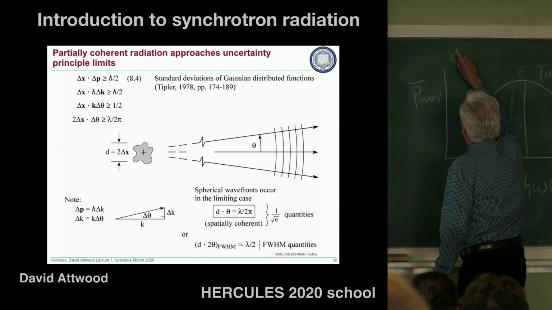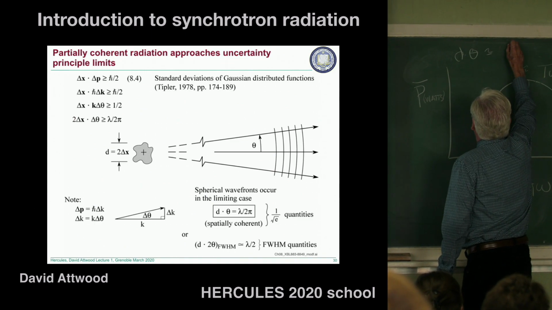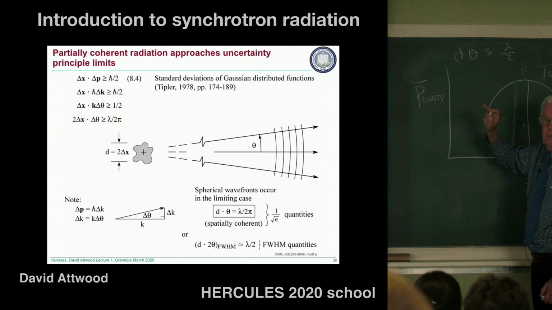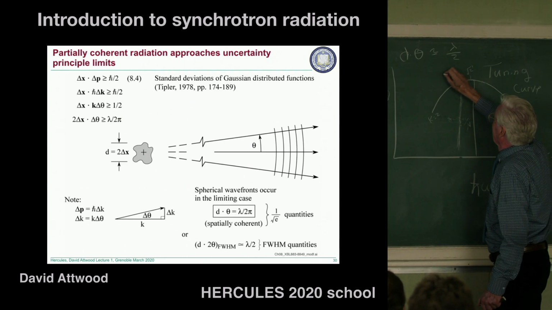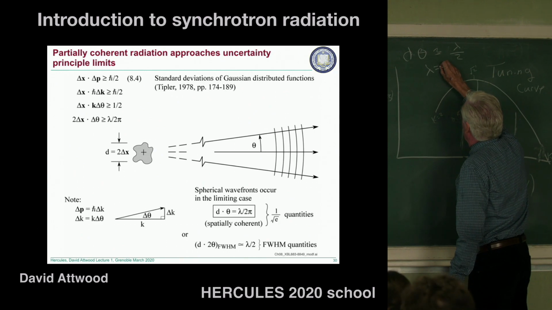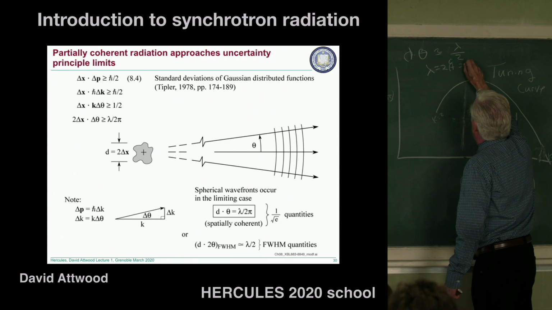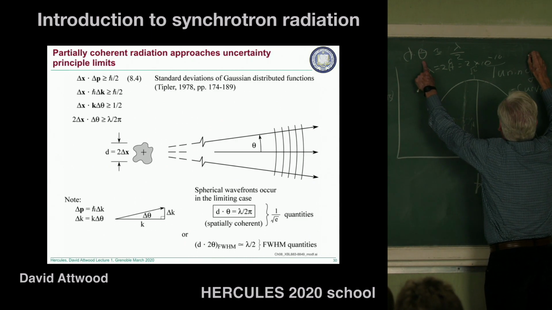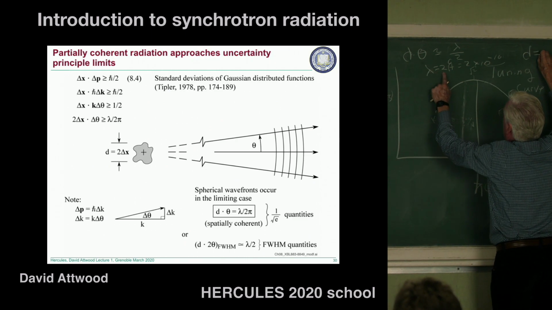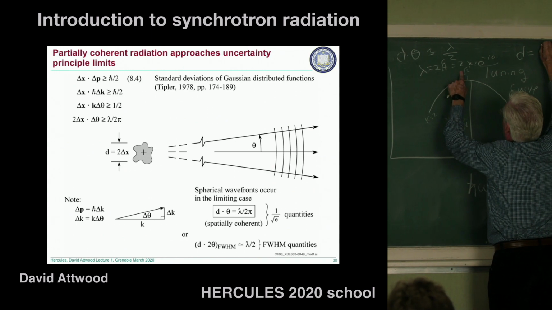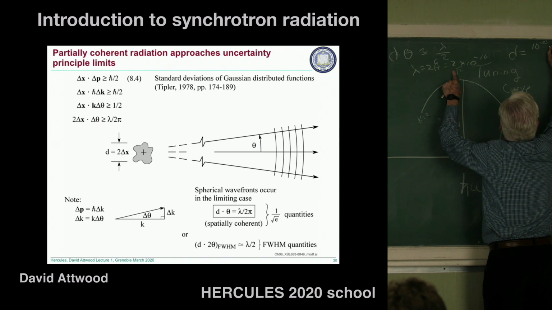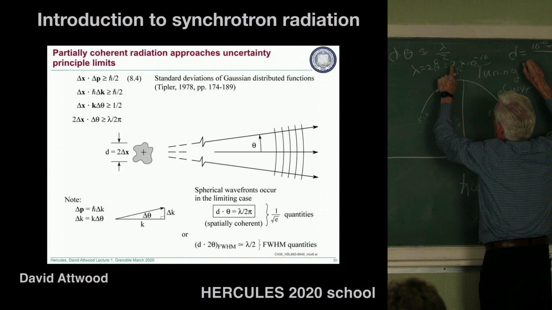So we have d times theta is lambda over 2, and lambda was an angstrom. Let's make it 2 angstroms so the 2's cancel out. So lambda equals 2 angstroms, which is 2 times 10 to the minus 10. So we're going to have that d is equal to 10 to the minus 10 meters. The 2's canceled out.